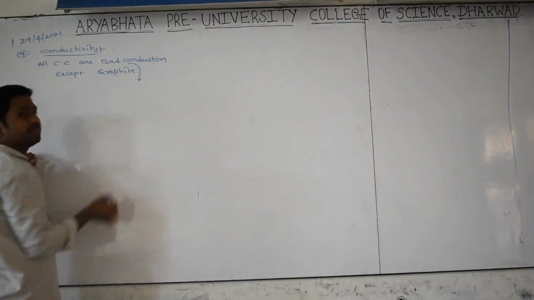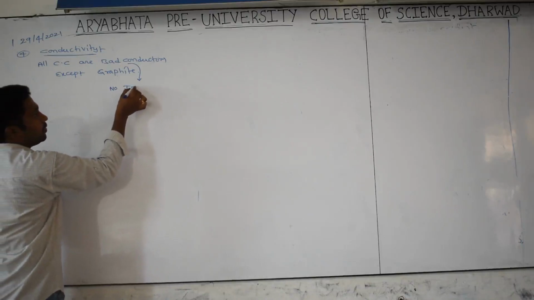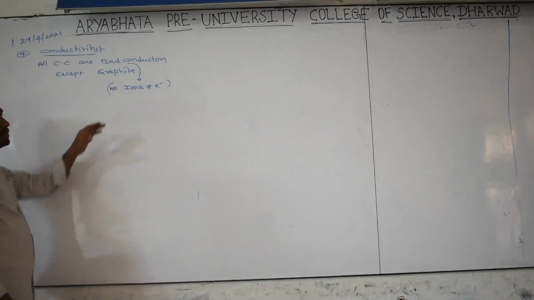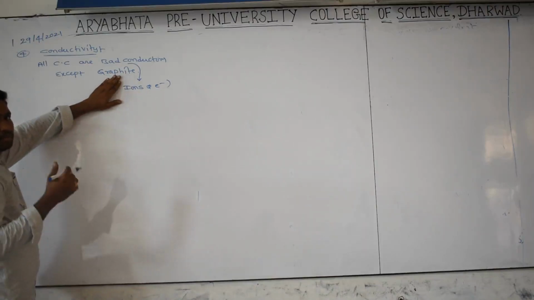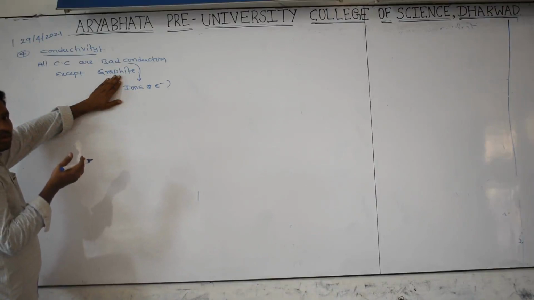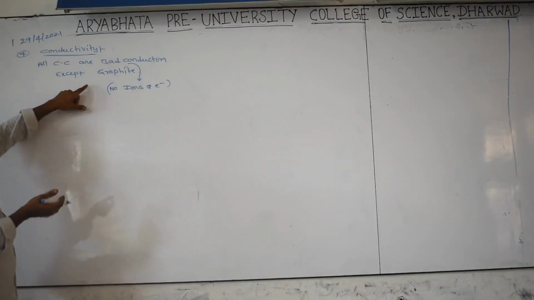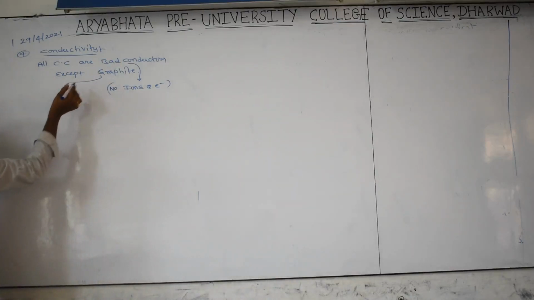Why? Because there are no ions and no electrons in them. To conduct electricity, ions or free electrons are compulsory, but both are not there in them. That's why they are called bad conductors or insulators. But except graphite. Sir, why is graphite a good conductor?